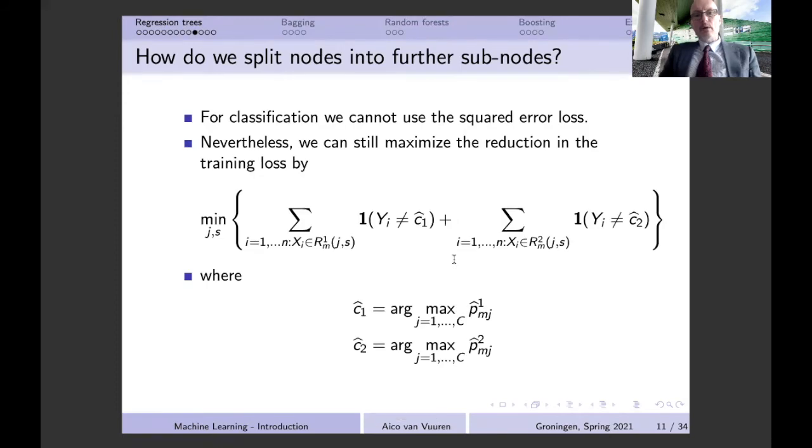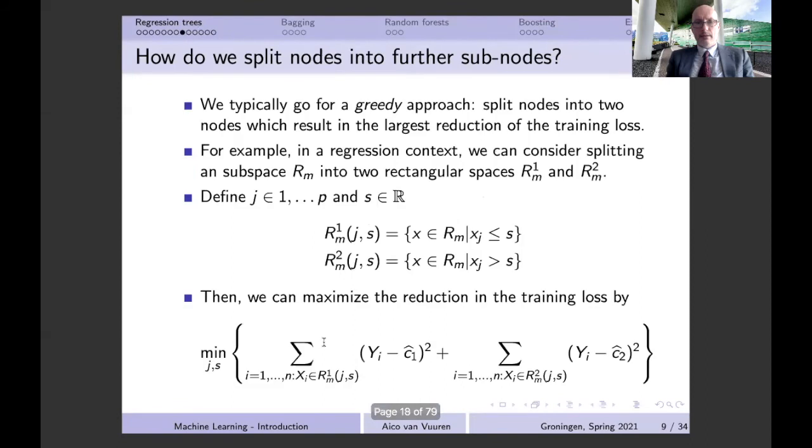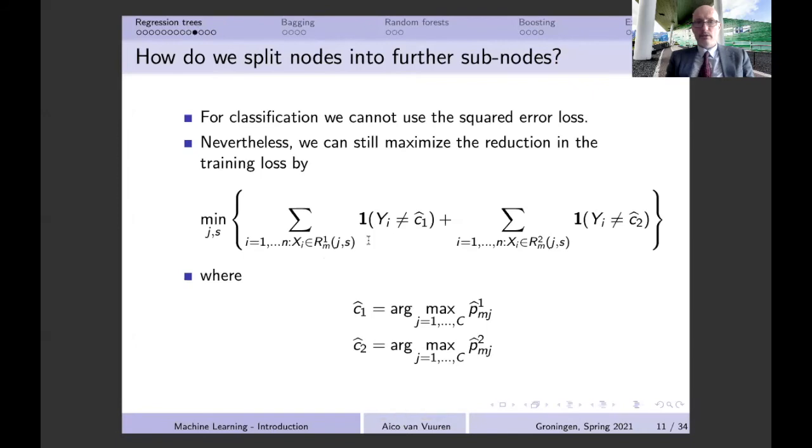Now for classification problems, we should realize that we cannot use the squared error loss. However, the idea is in principle exactly the same. What we have to do is use exactly the same R1(j,s) and R2(j,s) as defined over here, but instead of minimizing this criterion function, we're going to use this criterion function, where we have replaced the squared error loss with this 0,1 loss. So this looks all quite straightforward. Then still, of course, we have to define the C1 hat and the C2 hat.